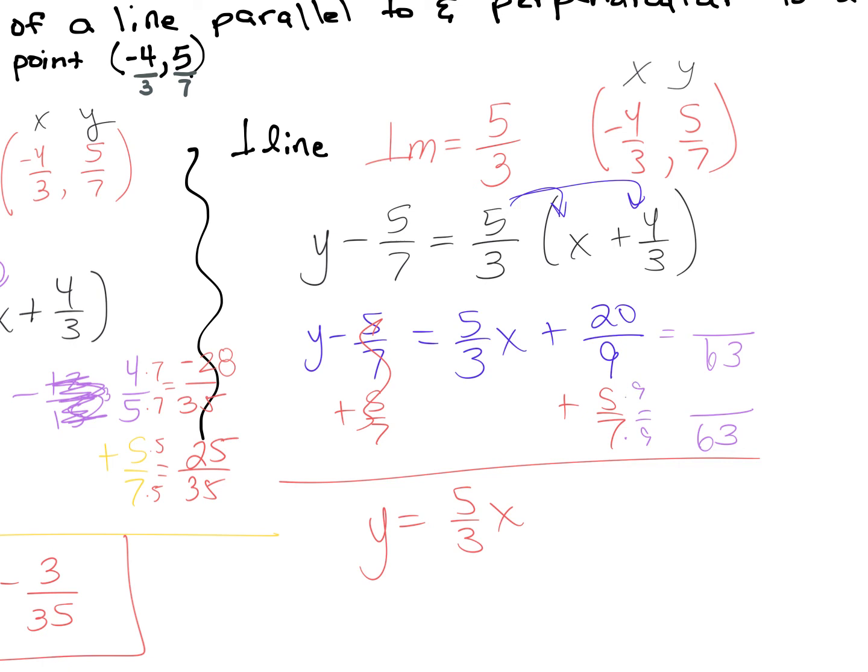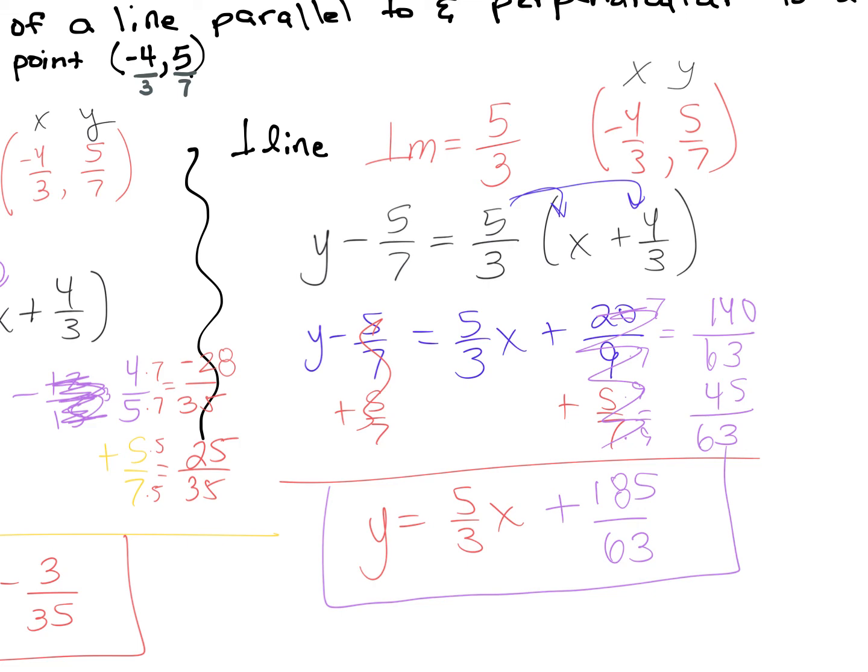5 times 9 is 45. 9 times 7 is 63. So what you do to the bottom, you do to the top. What's 20 times 7? 140. So now we combine. Those are both positive. So what's 140 plus 45? 185 over 63. There, ladies and gentlemen, is your answer.